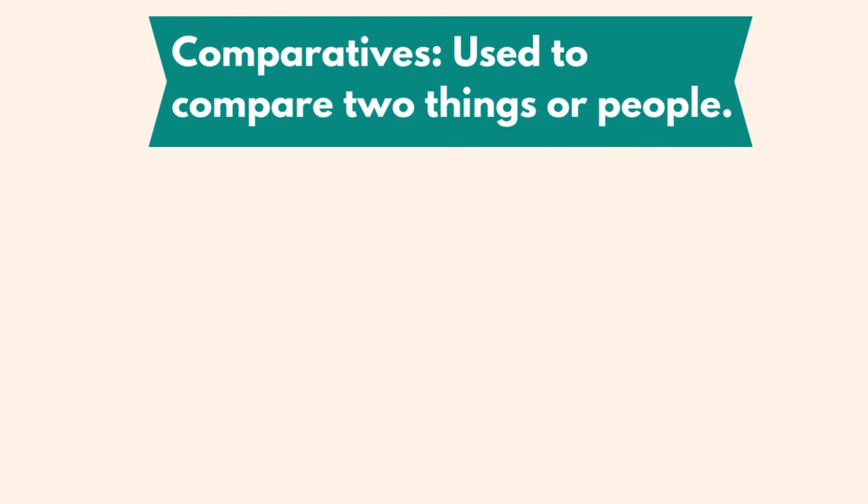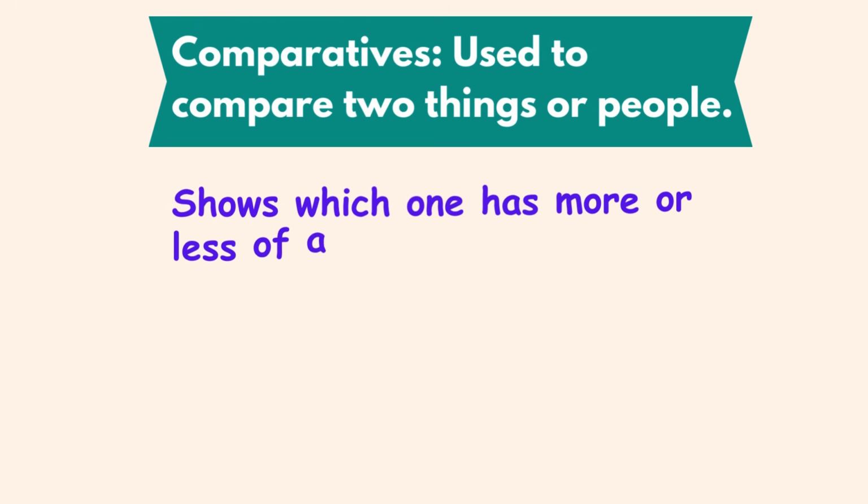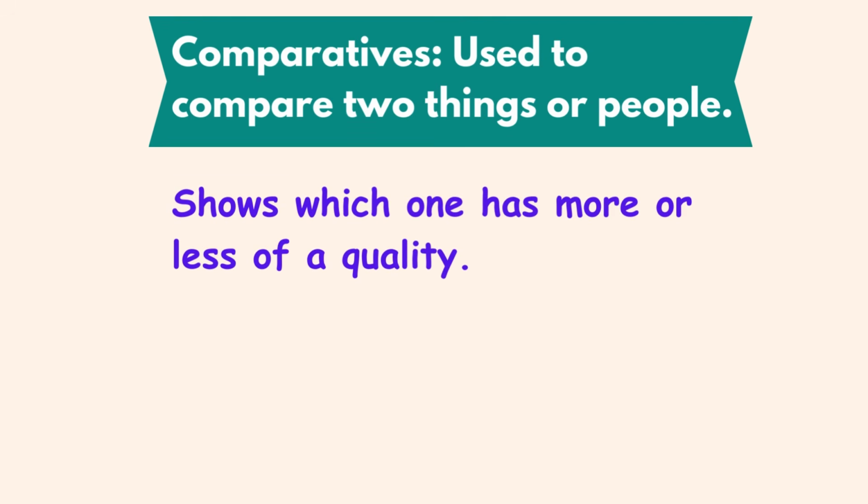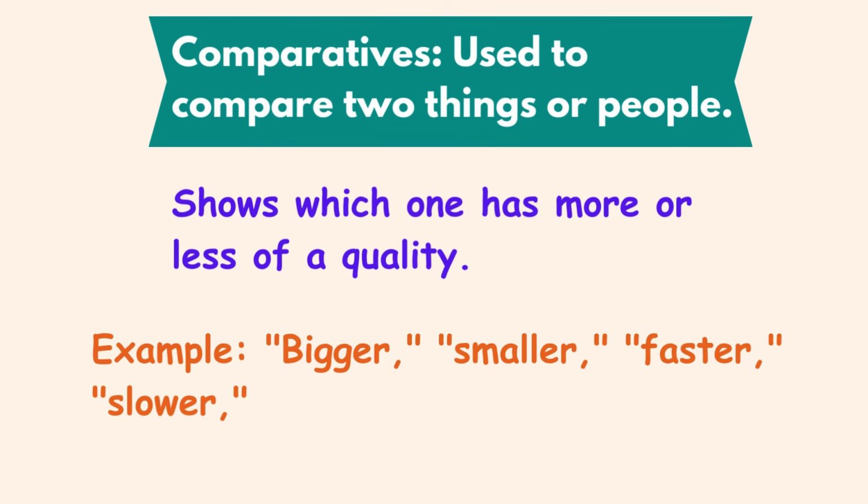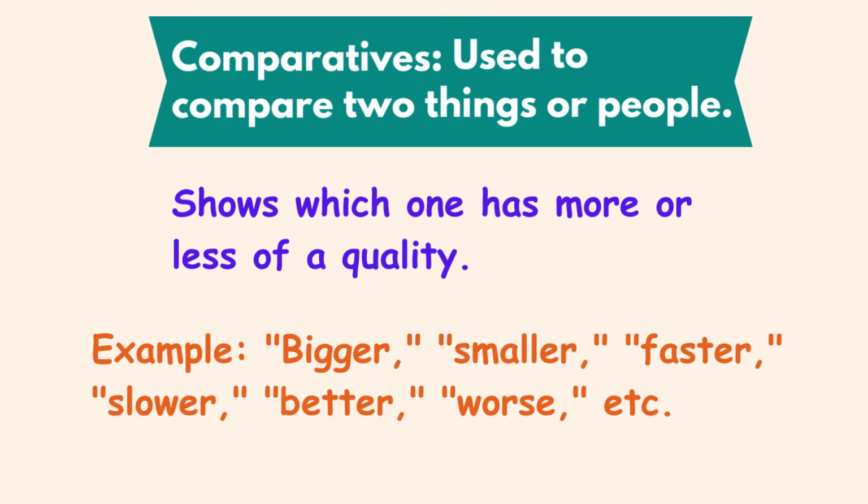Comparatives are used to compare two things or people. They show which one has more or less of a quality. Example: bigger, smaller, faster, slower, better, worse, etc.